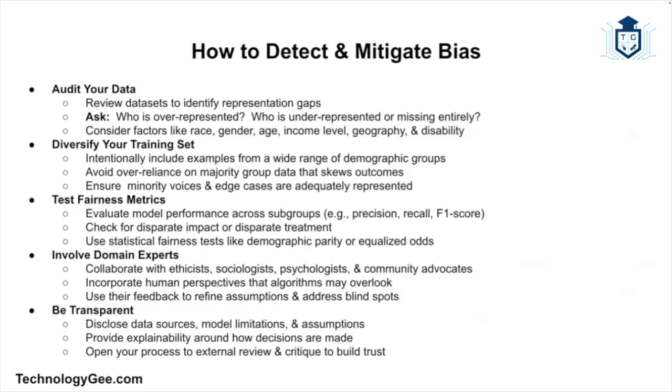So that leads us to, how can you detect and mitigate bias? Well, the first thing you can do is audit your data. So you can ask questions like who's represented and who's missing. You can also diversify your training set, where you include a wide range of ages, races, genders, and other groups. You can test fairness metrics, so you can evaluate model outcomes across different demographic groups. You can involve domain experts like ethicists, sociologists, and community leaders, who can provide insights algorithms cannot. And most importantly, you can be transparent, so you share your data sources and model assumptions.